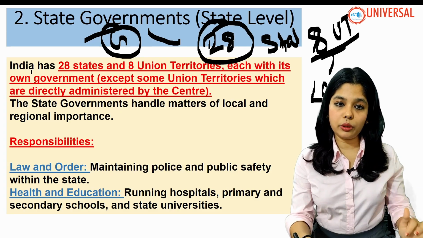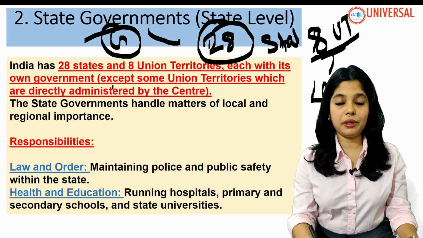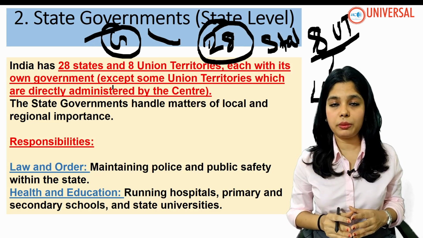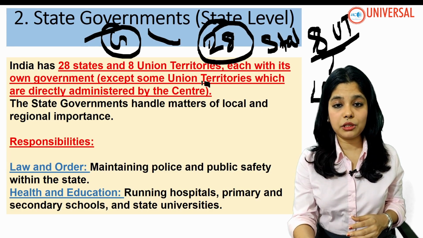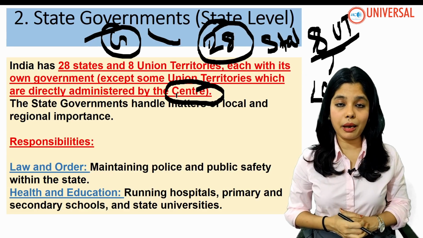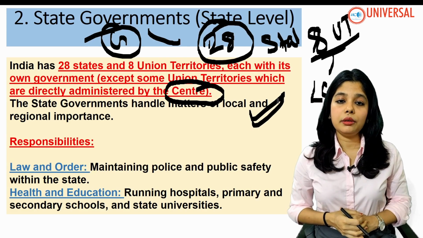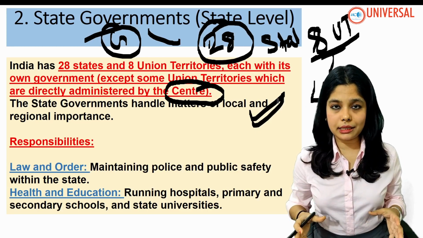So India has 28 states, 8 union territories, each with its own government, except some union territories which are directly administered by the center. So some of the union territories are directly administered by whom? By the center. The state government handles matters of local and regional importance. Okay, if you talk about union territories, then Delhi has its own elected government, right?